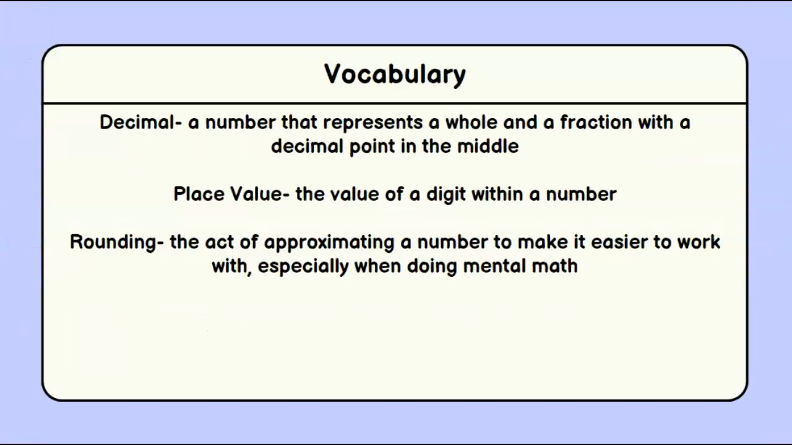Some vocabulary: decimal, a number that represents a whole in a fraction with a decimal point in the middle. Everything on the left of the decimal point would be our whole number, and everything on the right represents our fraction. Place value, the value of a digit within the number. Rounding, the act of approximating a number to make it easier to work with, especially when doing mental math.